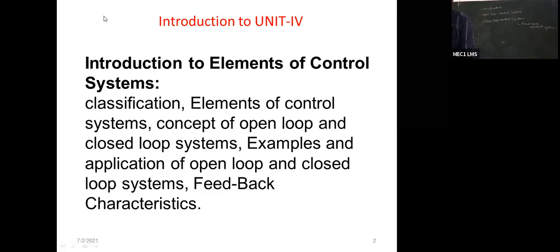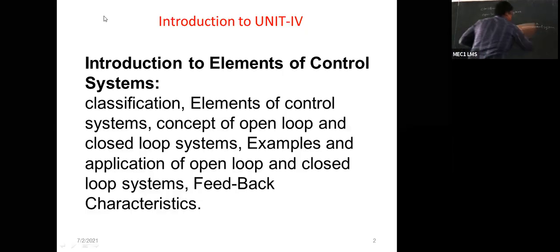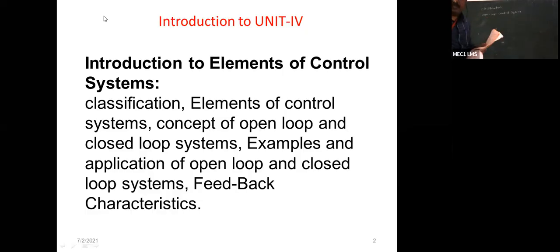So now we'll discuss the open loop control system, right? Maybe tomorrow I will discuss the closed loop clearly. Today we will discuss the open loop. All of you write.